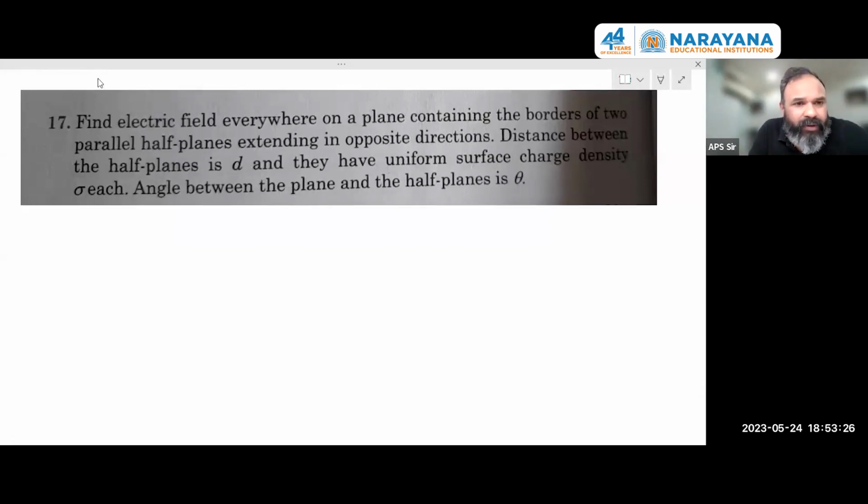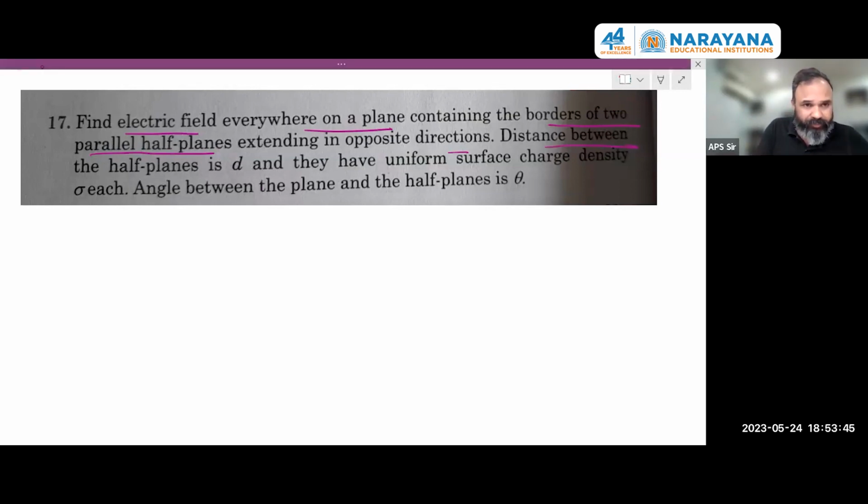In this problem, the question is somewhat like this: you have to find the electric field everywhere on a plane, which is containing the borders of two parallel half planes extending in the opposite direction. The distance between the half planes is D, and they have uniform charge density. It's nicely written. It's like if you take a sheet in such a way that there is an end line of that plane. So it's like a half sheet. This end is defined, and on the other side, it is extending up to infinity, right? So you have to find the electric field everywhere on a plane which is containing the borders.